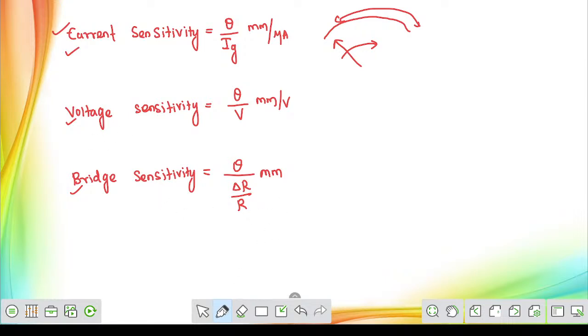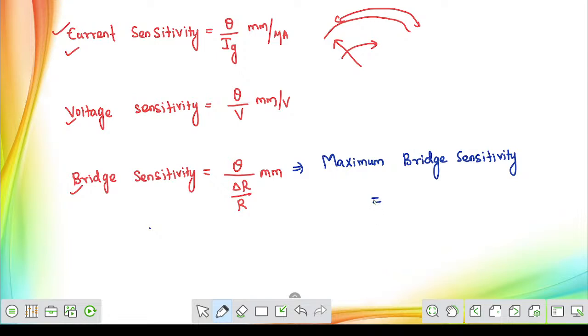The next question they will ask is, what is the maximum bridge sensitivity? If they are asking you to explore the value of maximum bridge sensitivity, how will you explore it? How to explore the maximum bridge sensitivity, sir? That is very simple. I will tell you.